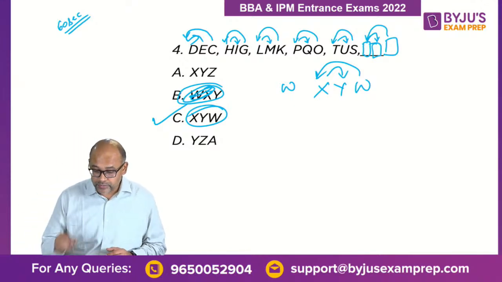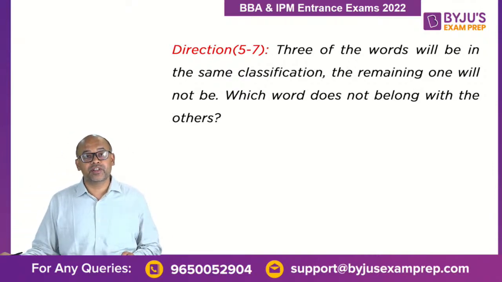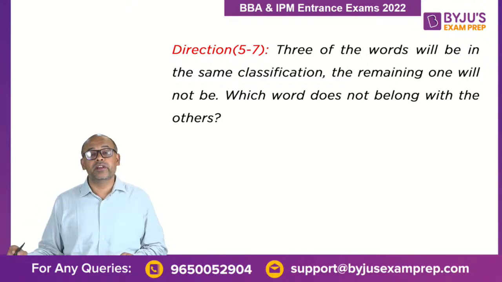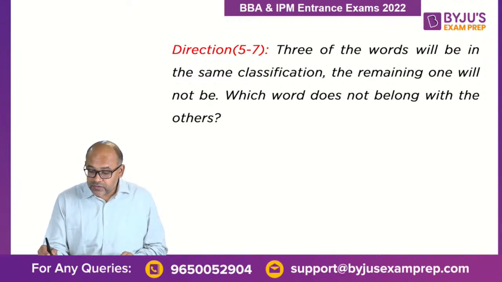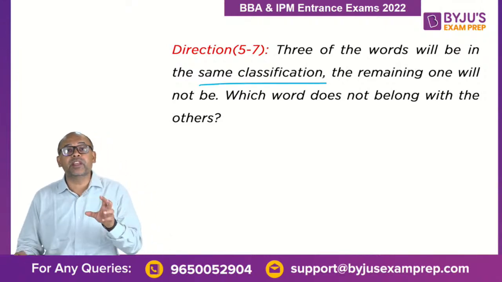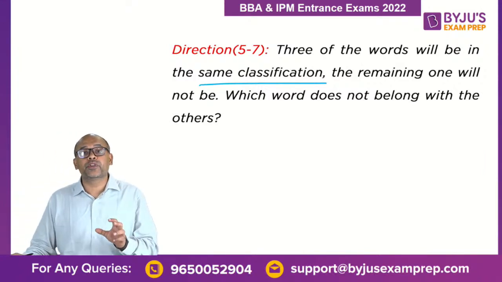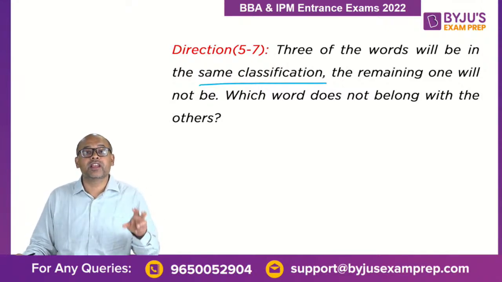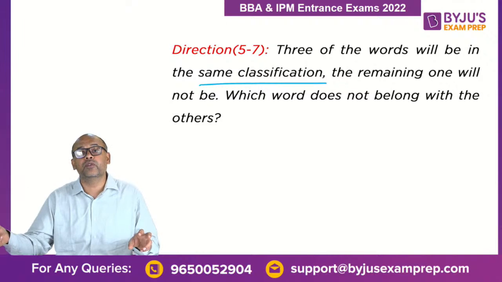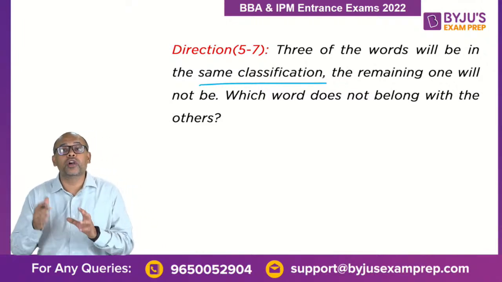Okay, let's move on. Questions 5 to 7 are similar kind of questions. The instructions are clearly given over here. Basically you're supposed to pick up the odd one out. Three words will be of the same classification, so there is something common in three of the options. The fourth option will not have that commonality. Your job is to find which three are connected. Therefore, the left out one should be your answer. That's what is called odd one out.